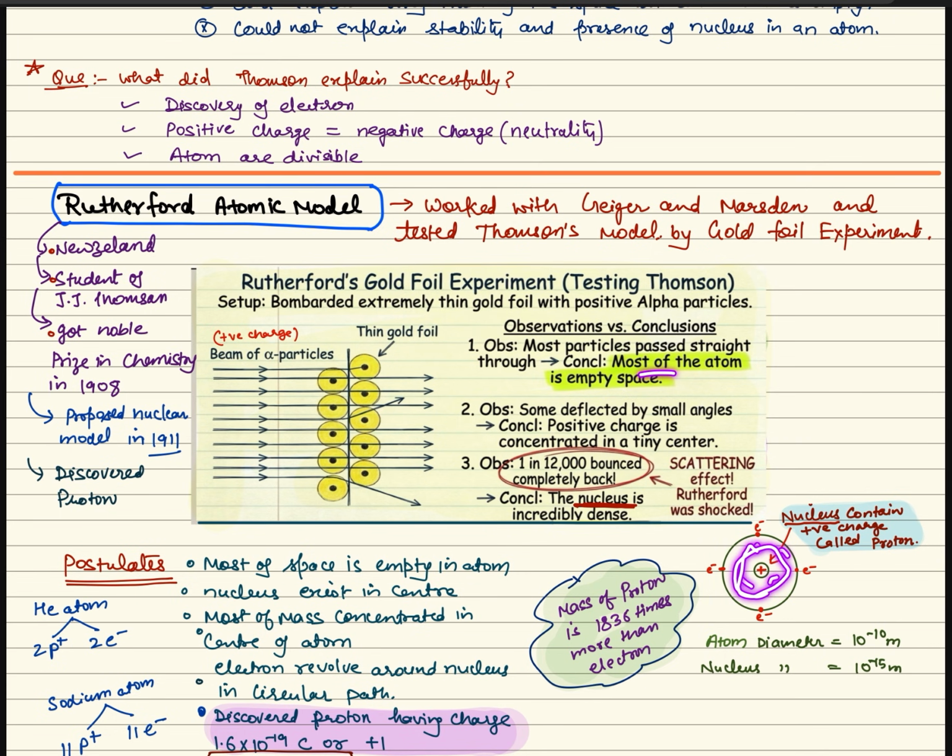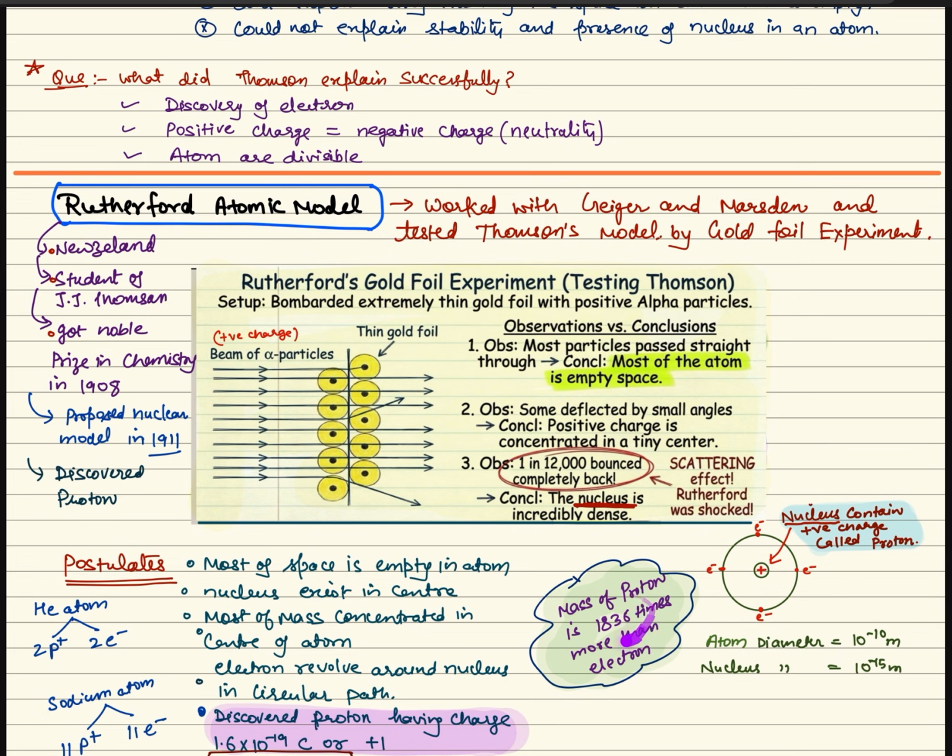Can you see? And the positive charge is in the center of the nucleus. The electron was already discovered, and electrons are revolving around this nucleus. So that was the Rutherford atomic model, and he named this positive charge the proton. He named the nucleus, and the proton is found inside the nucleus.